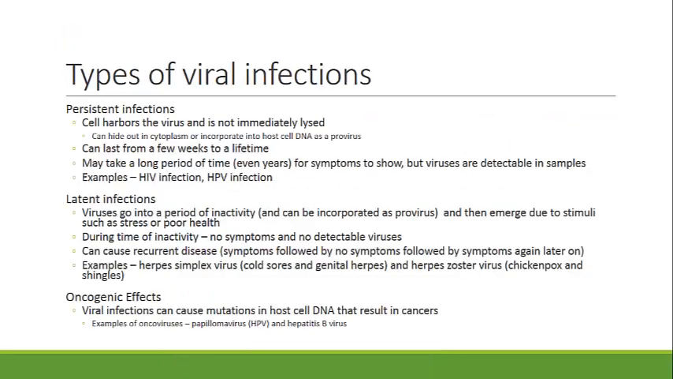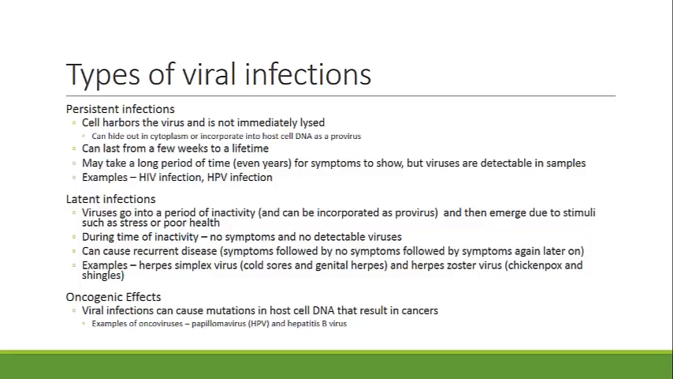Okay, so cytopathic effects are effects on a particular host cell. But what about the whole entire host? Let's look at the types of viral infections that can be present. So you can have an acute infection that's just going to run its course very quickly, but you can also have some other types of viral infections. You can have a persistent infection where basically the cell harbors the virus but isn't lysed right away. So basically the virus is hiding out in the cytoplasm or it's incorporated into the host cell DNA as a provirus. So that's what we call the form of the virus when it's incorporated into the host cell DNA. Persistent infections can last from a few weeks to a lifetime, and it can take a while for symptoms to show.